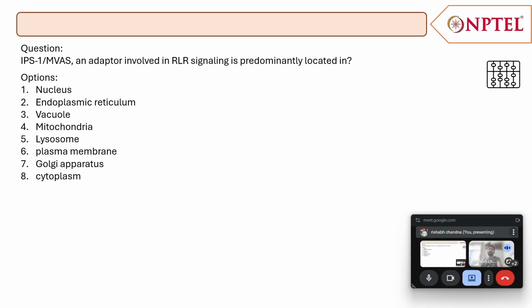IPS1 or MAVS, an adapter involved in RLR signaling, is predominantly located in which of the following? Which answers are correct?